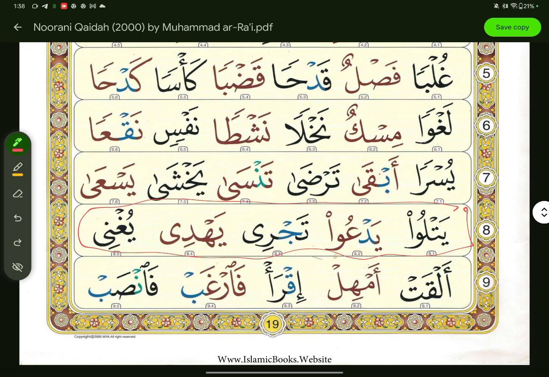Yukfi. Yughni. Alright, notice I'm mixing up the fa and the nun. Let's make sure to pay attention to those. Look, fa comes up here. Fa has a circle around the top. Yeah, it's very good, alhamdulillah.